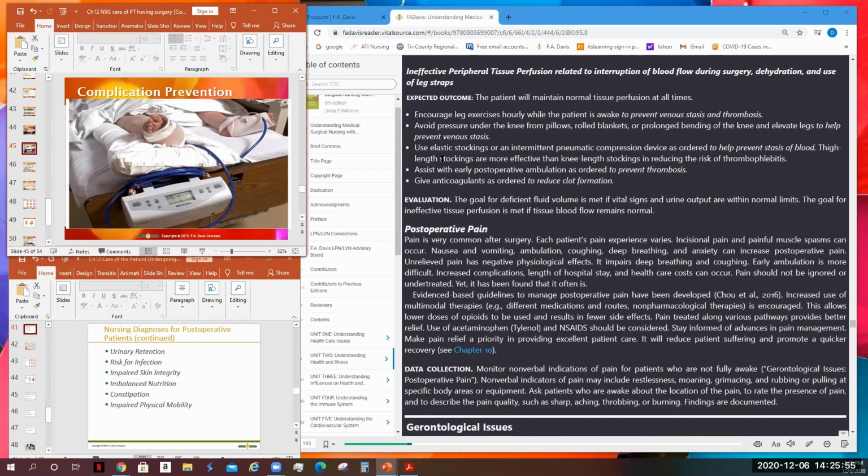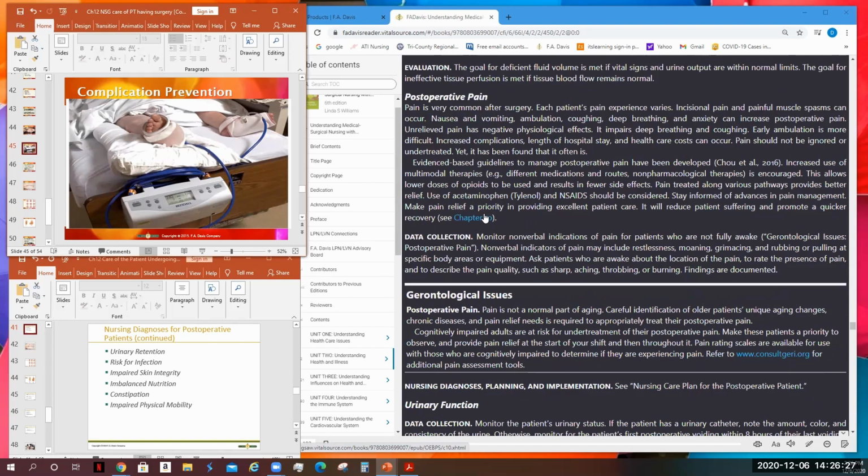Assist with early post-operative ambulation as ordered to prevent thrombosis. Give anticoagulants as ordered to reduce clot formation. Evaluation: The goal for deficient fluid volume is met if vital signs and urine output are within normal limits. The goal for ineffective tissue perfusion is met if tissue blood flow remains normal.